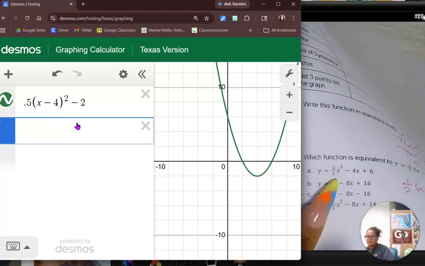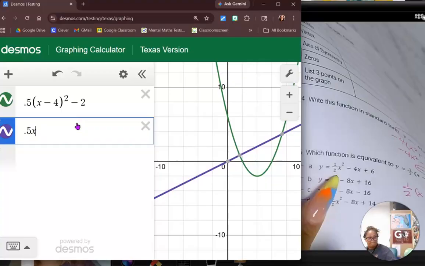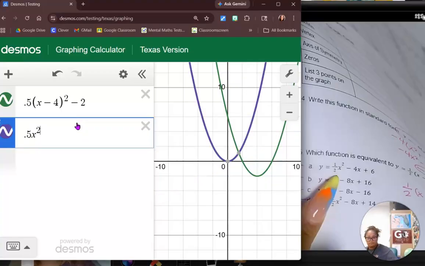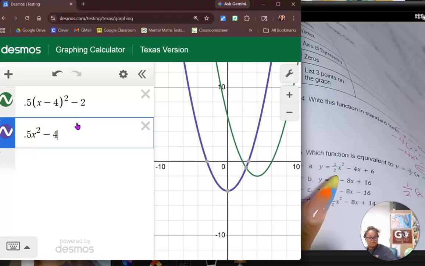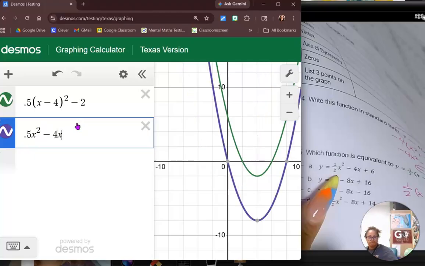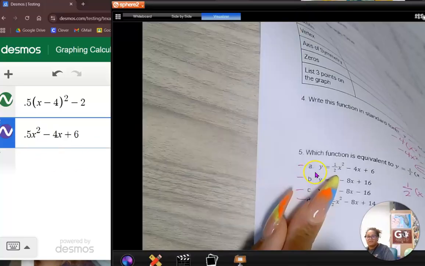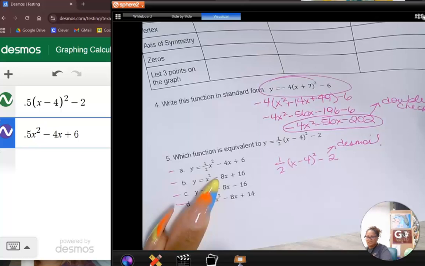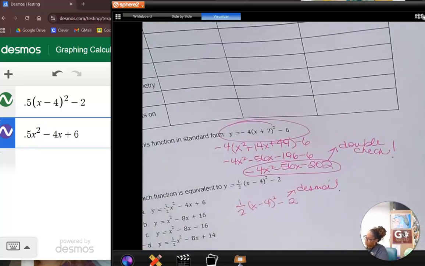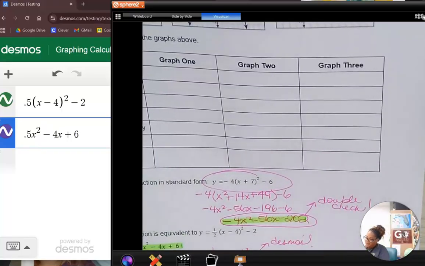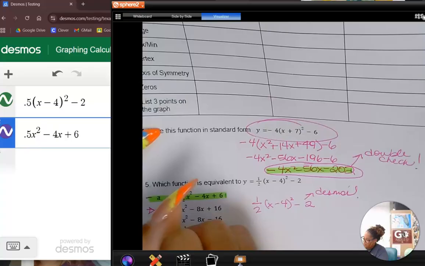And then this one. Let's start with the first one. 1/2 x squared minus 4x plus 6. Immediately covered it, so that's my answer right there. I shouldn't have to type in any other ones because I can see that this one's correct. So come over here. This is my answer. Boom. This is my answer over here. And then everybody else is wrong. Wrong, wrong.